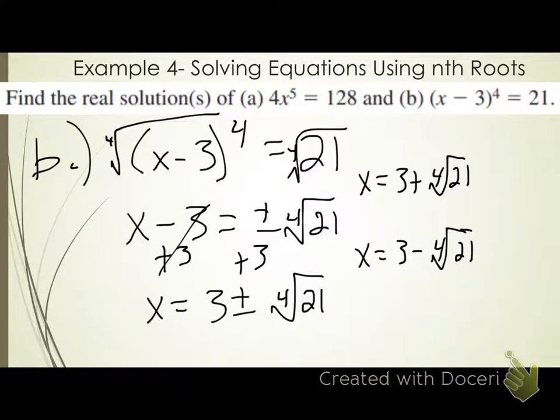And now I can just type each of these into my calculator. Does everyone know how to get the fourth root in your calculator? If you don't know how to, what could you do? You could do 21 to the 1/4 power. You could do 3 plus 21 to the 1/4 power. Either way would work. Right?